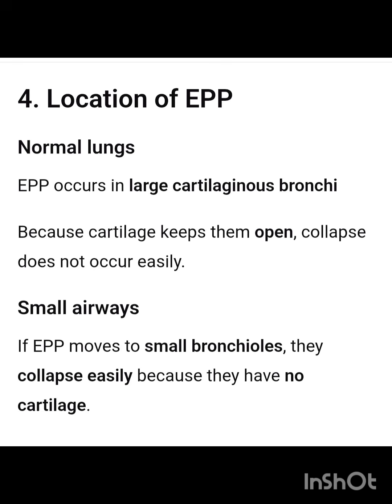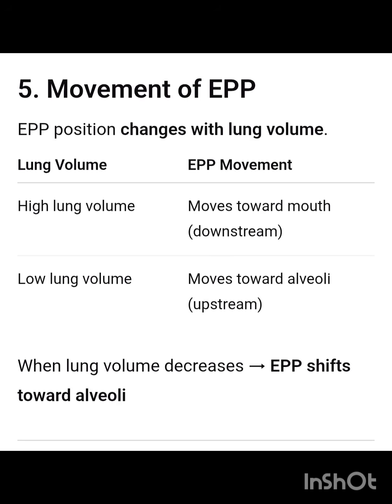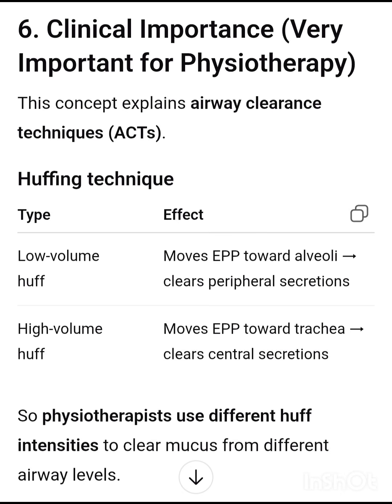In healthy lungs, the equal pressure point usually occurs in large bronchi, which contain cartilage and remain open. However, in conditions like COPD, the equal pressure point may move into smaller airways, which can collapse easily and cause air trapping. This concept is very important in physiotherapy, especially during airway clearance techniques like huffing, where we control breathing to move mucus from smaller airways toward the larger airways.